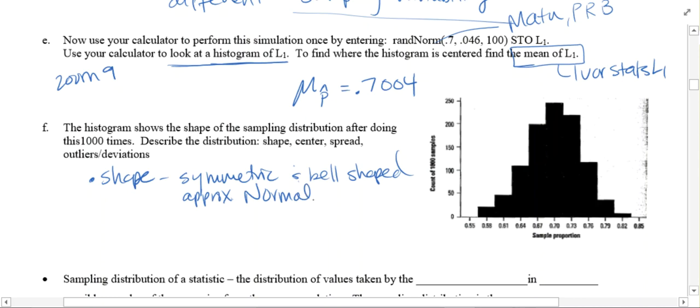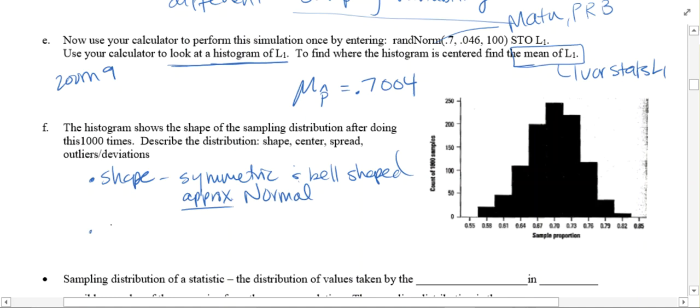You cannot just say it's normal. It's literally like saying a four-letter word in the AP Stats world. You can't just throw normal out there. It's literally written in the answer key of the test that if they just said normal, it's not full credit. You have to say approximately, so don't forget that.